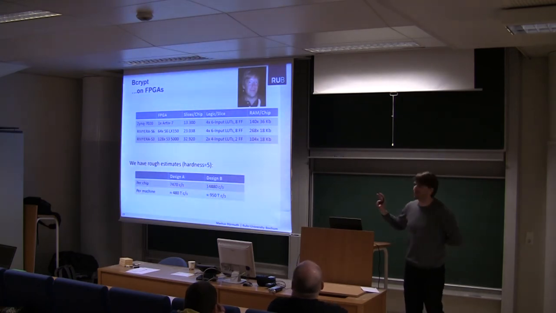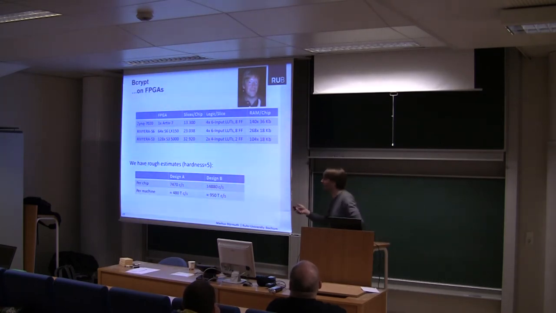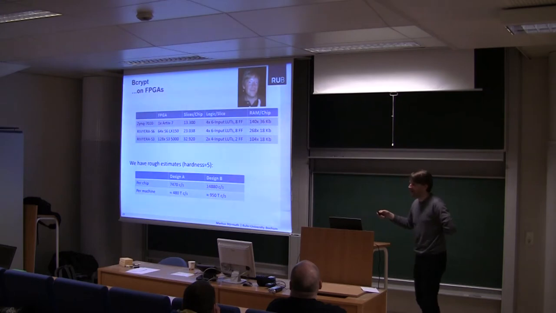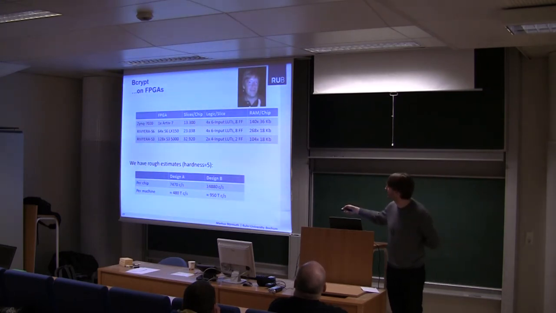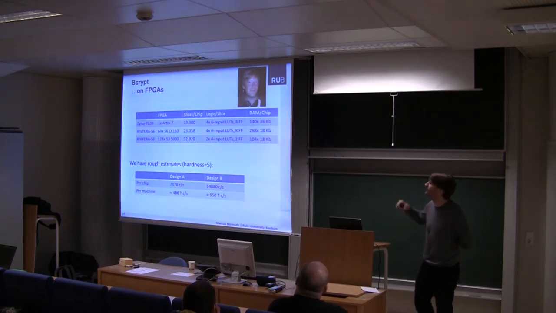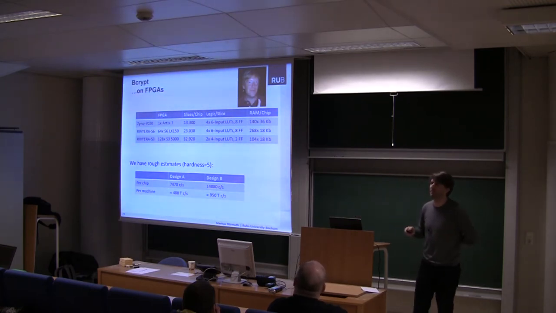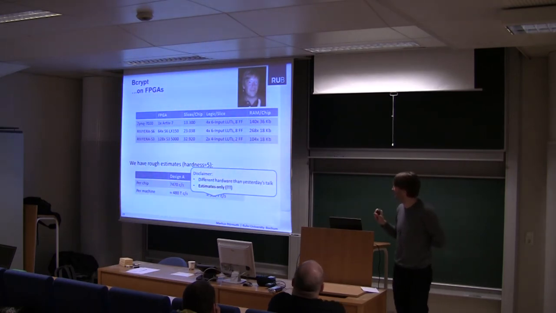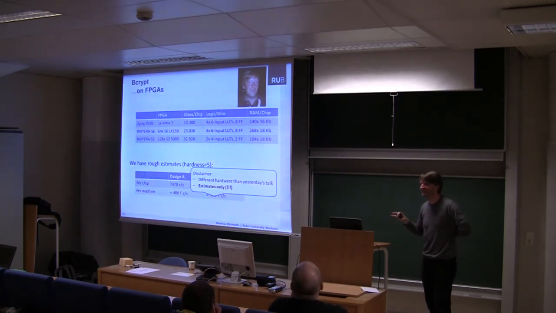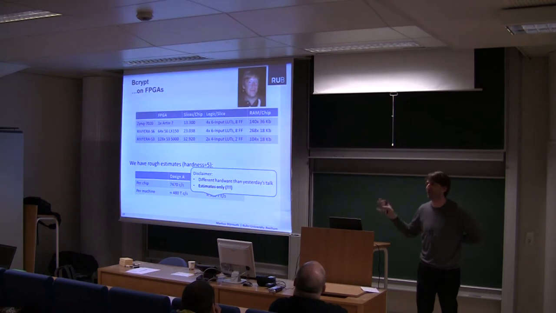We have estimates. We have no implementation. I have to say that again. We have no implementation, but we have estimates, and we believe that at least design A and probably also design B will work. This will result in about 7,000 or 15,000 evaluations per second per chip, times 64 chips. We are at 500,000 or 1,000,000 crypts per second. Estimates. And it's slightly different hardware compared to yesterday, so the results are not really comparable, and we don't really know. I'll tell you more next year, I guess. I hope.